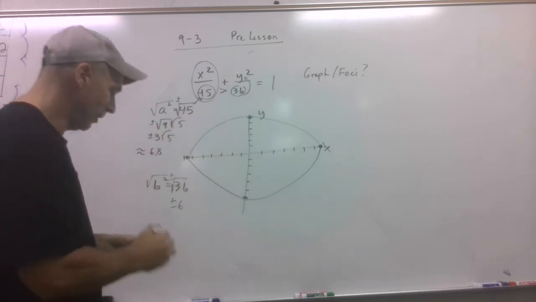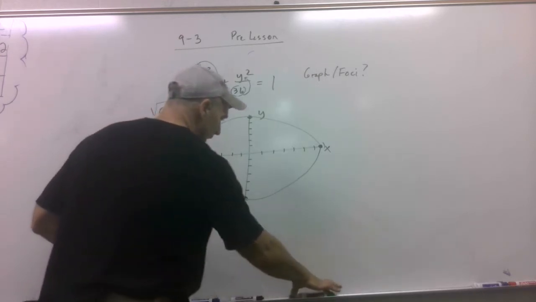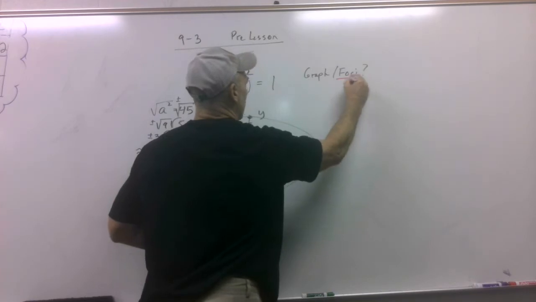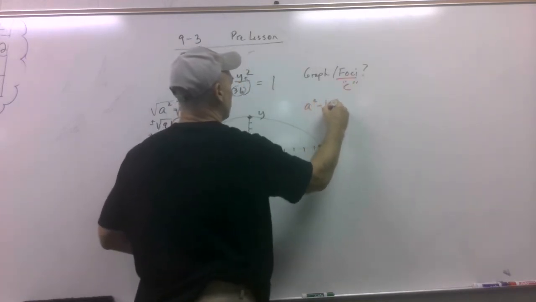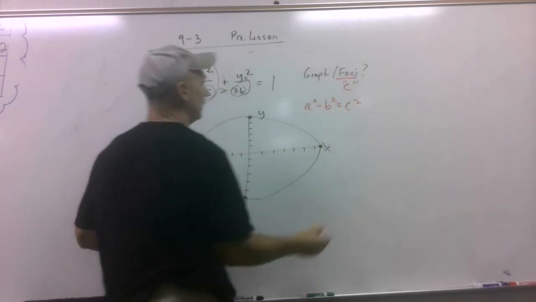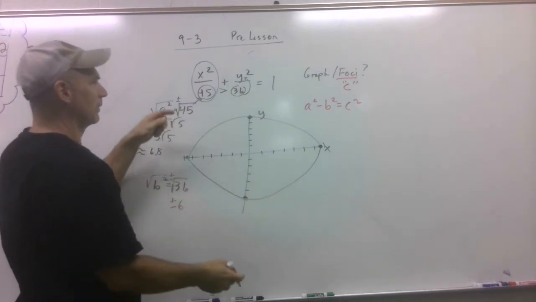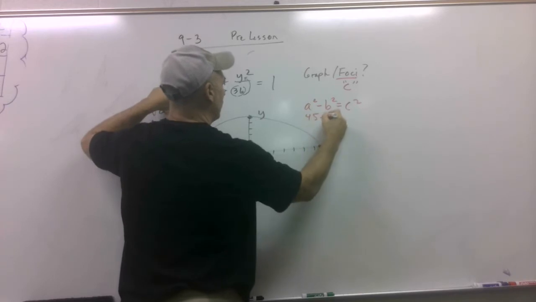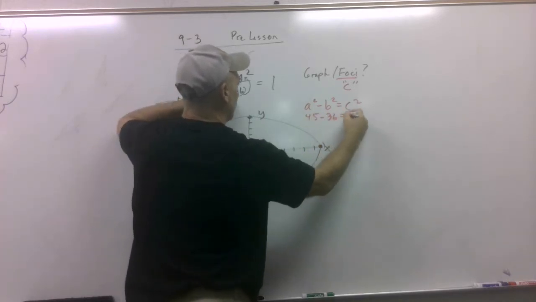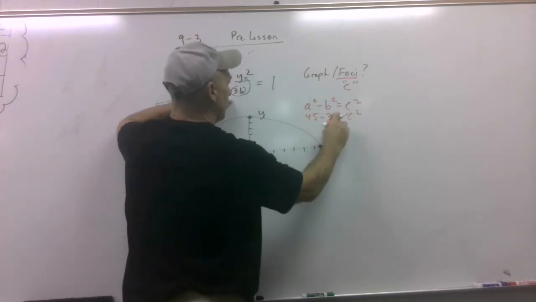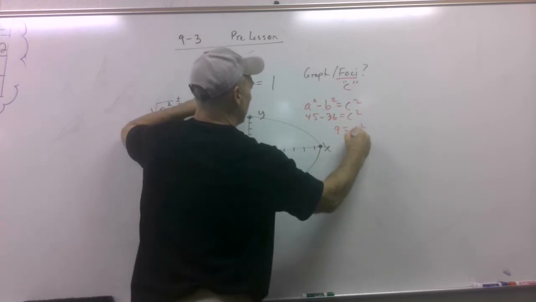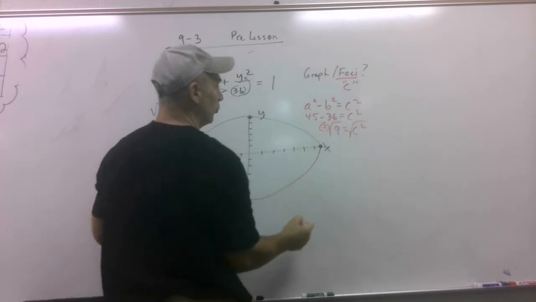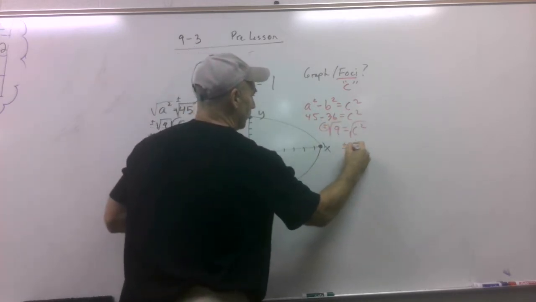But it's not letting off the gas. It's asking you, okay, what are the foci? Remember, for the foci, we got to know letter c. In the formula a squared minus b squared equals c squared, it's going to help us figure that out. So, a squared is 45. b squared is 36. And I go, okay, 45 minus 36 is 9. So this works out pretty good. Bada boom, bada bing, do the right thing. Remember, there's two foci. So that's going to be plus or minus 3.